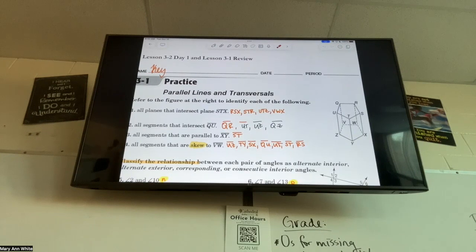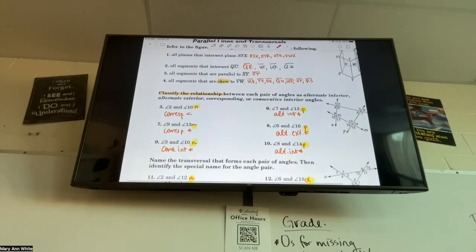Remember that your planes might look different. Like I named one RSX, you could have named it differently than I did. The segments could have been named in the other direction; FT and TS are the same. Again, I think we went over this yesterday. Does anyone have any questions on those first four? Okay, I'm gonna keep it moving to the next few, okay?